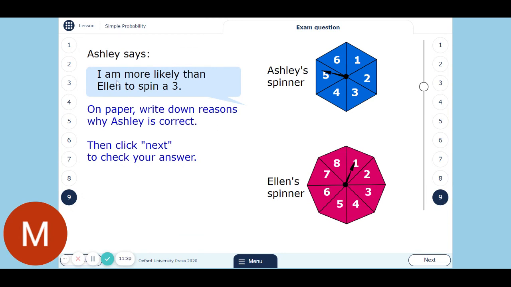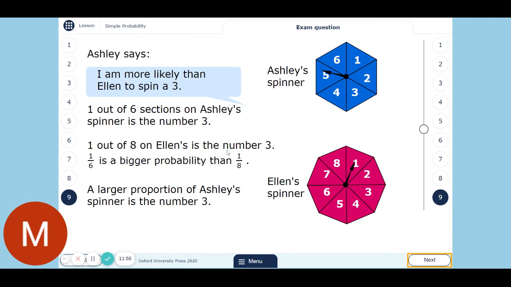Ashley says, I'm more likely than Ellen to spin a 3. So he's got 1 3 out of 6. Ellen has got 1 3 out of 8. Okay, so I'd say he's right because his probability is 1 out of 6 and hers is 1 out of 8. And 1 out of 6 is a bigger number than 1 out of 8. And that's exactly what it says here. He's got a bigger proportion.